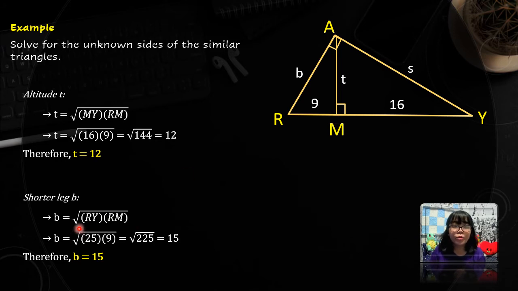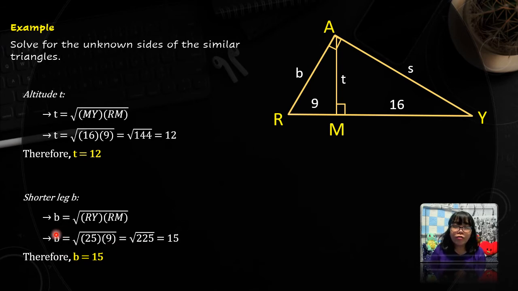So B is equal to square root of RY times RM. So B is equal to square root of 25 times 9. Remember, this is RY, the hypotenuse, and that is 9 plus 16, so that is why we have here 25. And then the segment adjacent to B is RM, and that measures 9. So we have 25 times 9, and 25 times 9 is equal to 225.